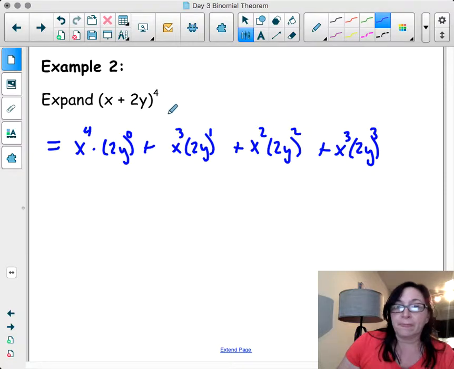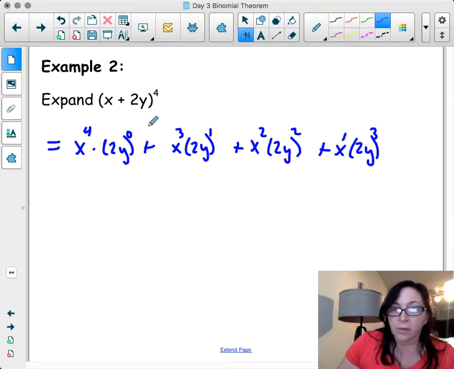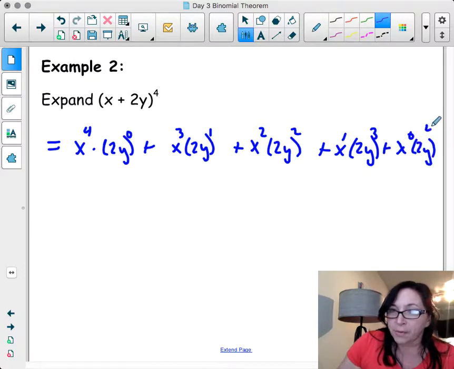Remember, these all have to add up to 4. So let's see here. 4 plus 0, 3 plus 1, 2 plus 2. And so this should be 3, 2, 1. So let's fix that real quick. So 4, 3, 2, 1, 0 and 0, 1, 2, 3. And then the last term is going to be x to the 0 times 2y to the 4th power.